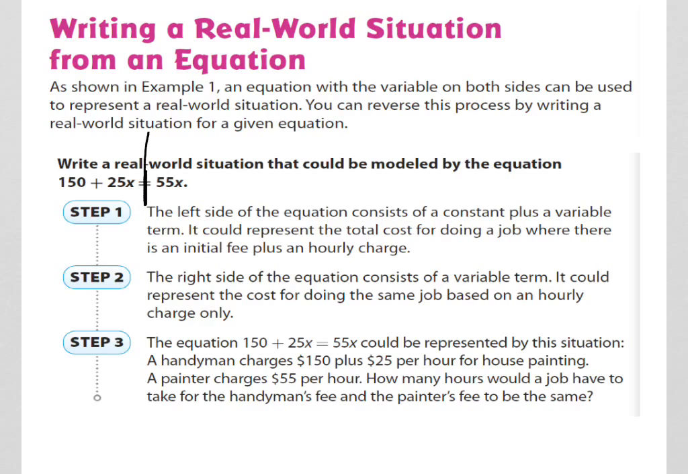So we're looking at the left side of the equal sign, and this left side tells us that we have a constant, which is 150, plus, addition, a variable term, and the variable term here on the left side is 25x. Now, this could represent the total cost for doing a job where there's an initial fee plus an hourly charge. Well, it seemed logical to me.